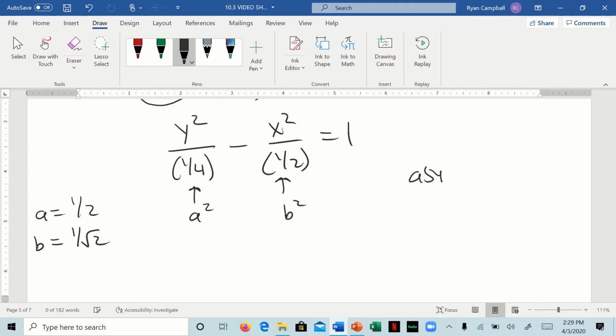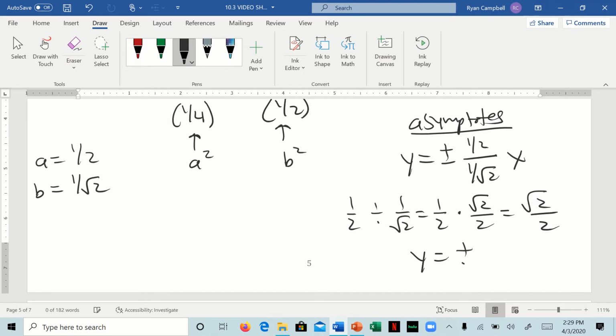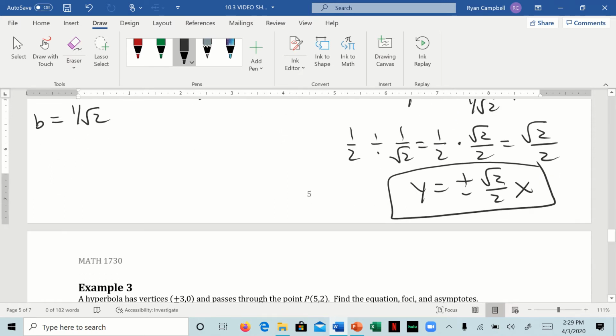So for the asymptote, remember it's rise over run. So underneath y, we have a, which is 1/2, over whatever's under x, which is 1 over square root of 2. So if we simplify that, we can do 1/2 divided by 1 over square root of 2, which is 1/2 times square root of 2 over 2. So we just get square root of 2 over 2. So y equals plus or minus square root of 2 over 2 x. Those are our asymptotes.